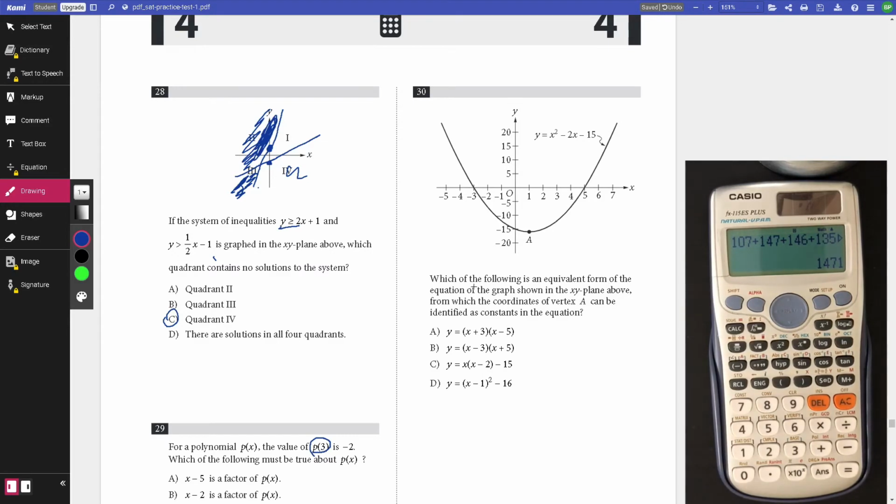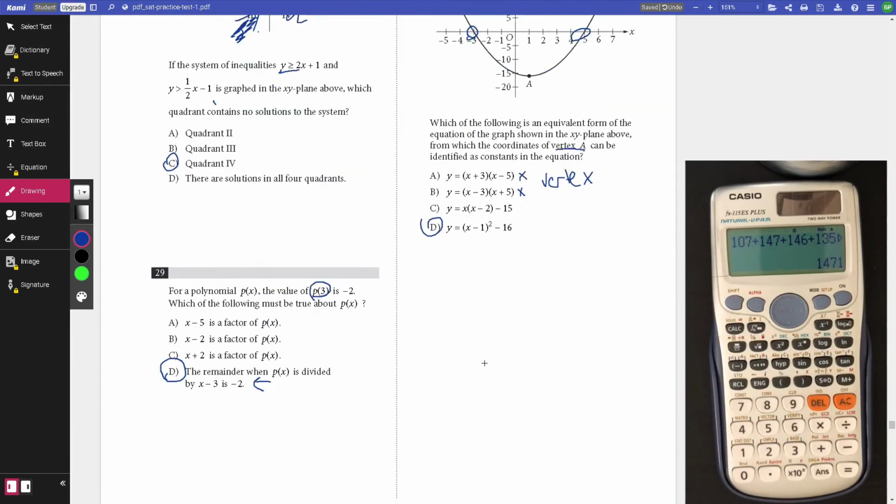Number 30. Which of the following is an equivalent form of the equation of the graph shown in the xy plane above from which the coordinates of vertex A can be identified as constants of the equation? So we need this to show up in the equation, and that's of course called vertex form. So it's not these; those don't show it. So a way we can look at this and see that, yeah, the only one in vertex form is that one. So then you're good to go.